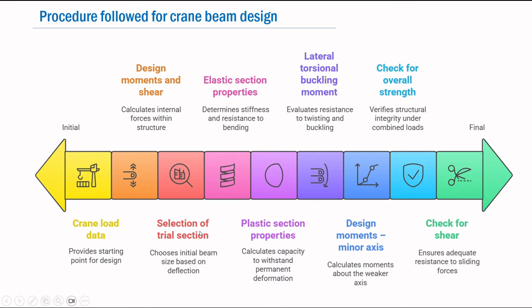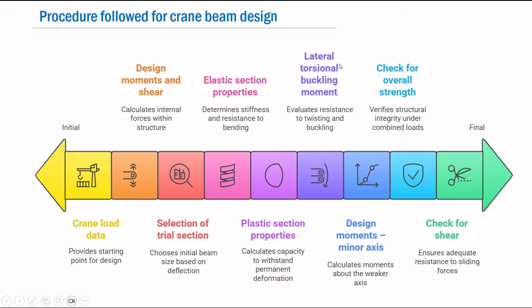The next step is the selection of a trial section for the crane girder based on the deflection criteria. With the trial section in our hand, next we proceeded for the evaluation of elastic section properties as well as the plastic section properties, including the calculation of the plastic moment of resistance.